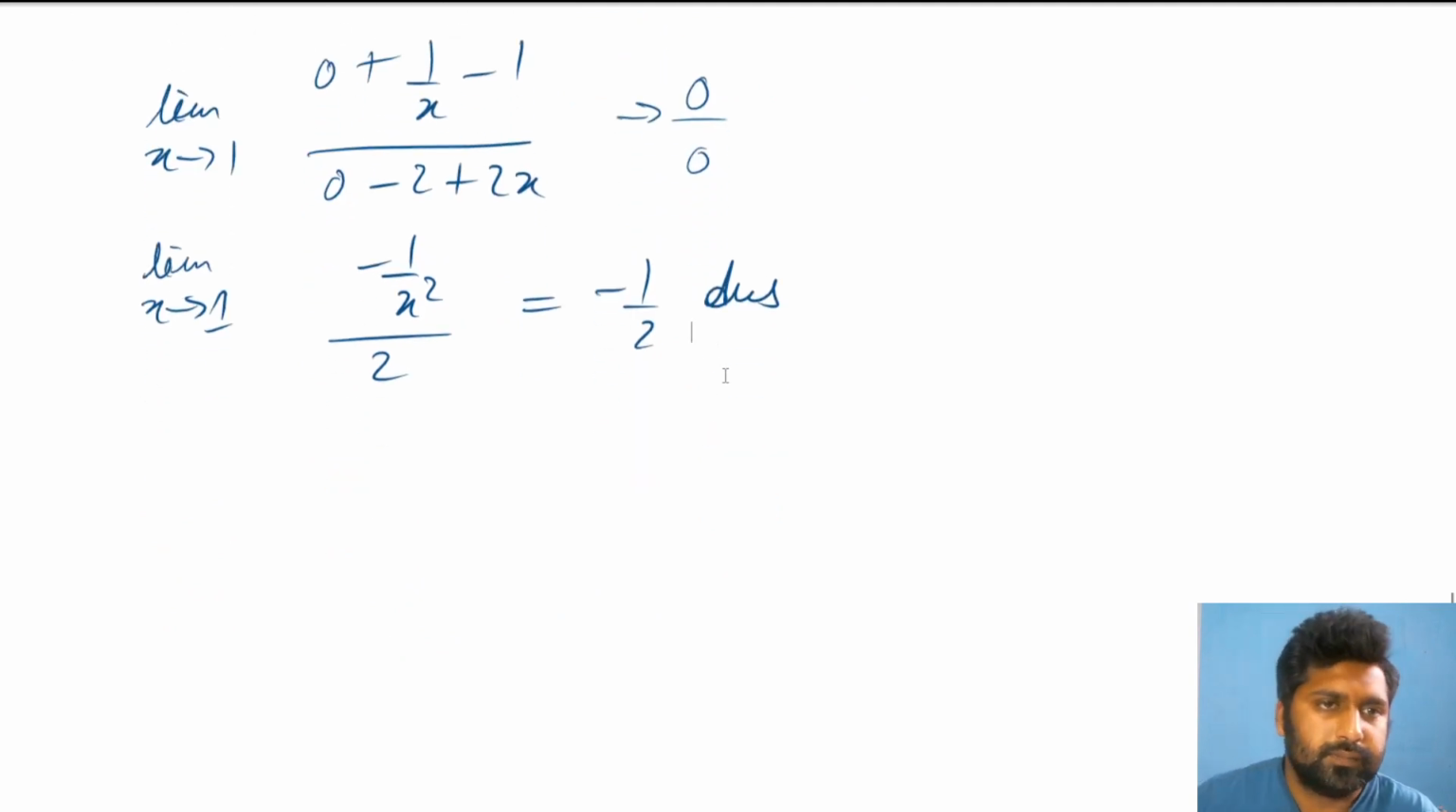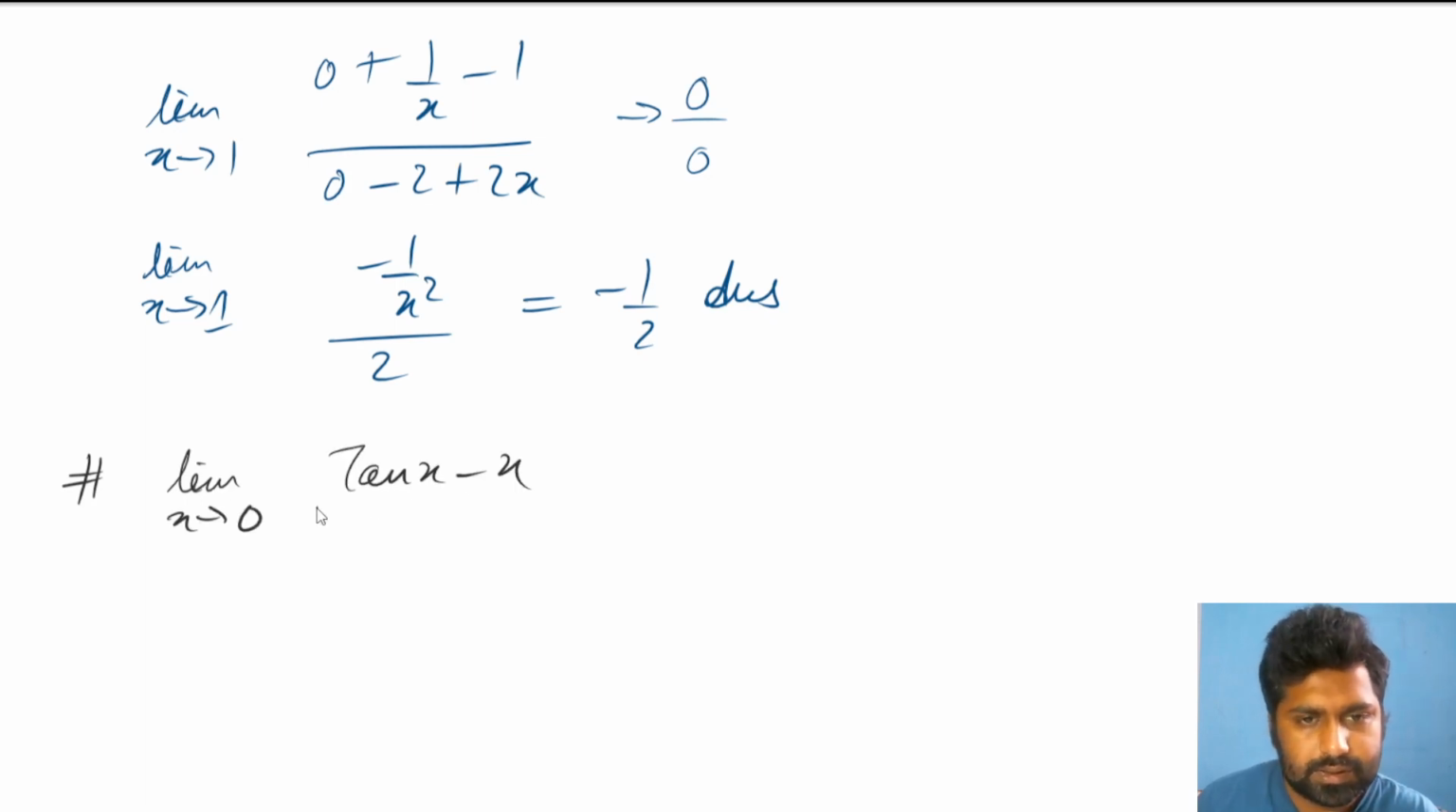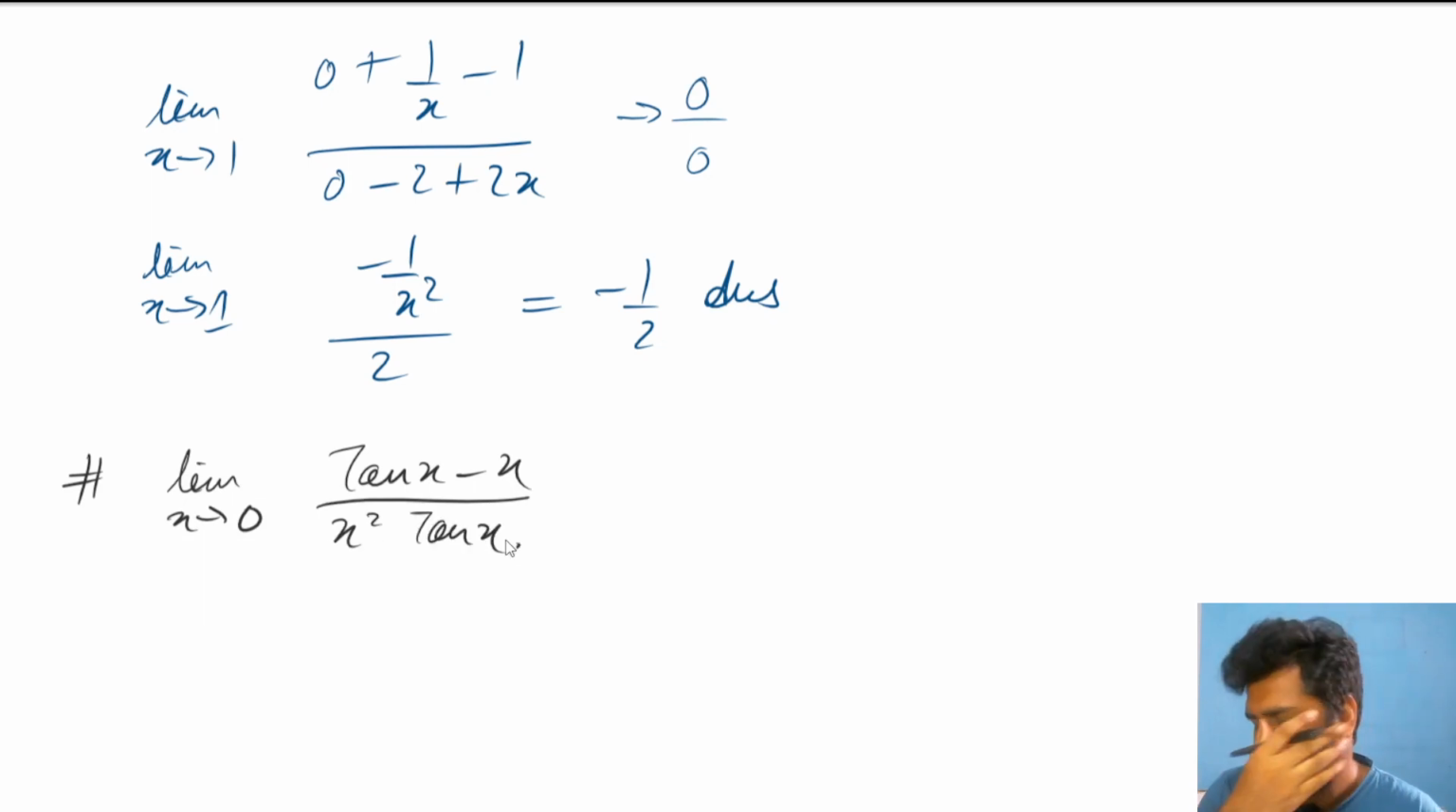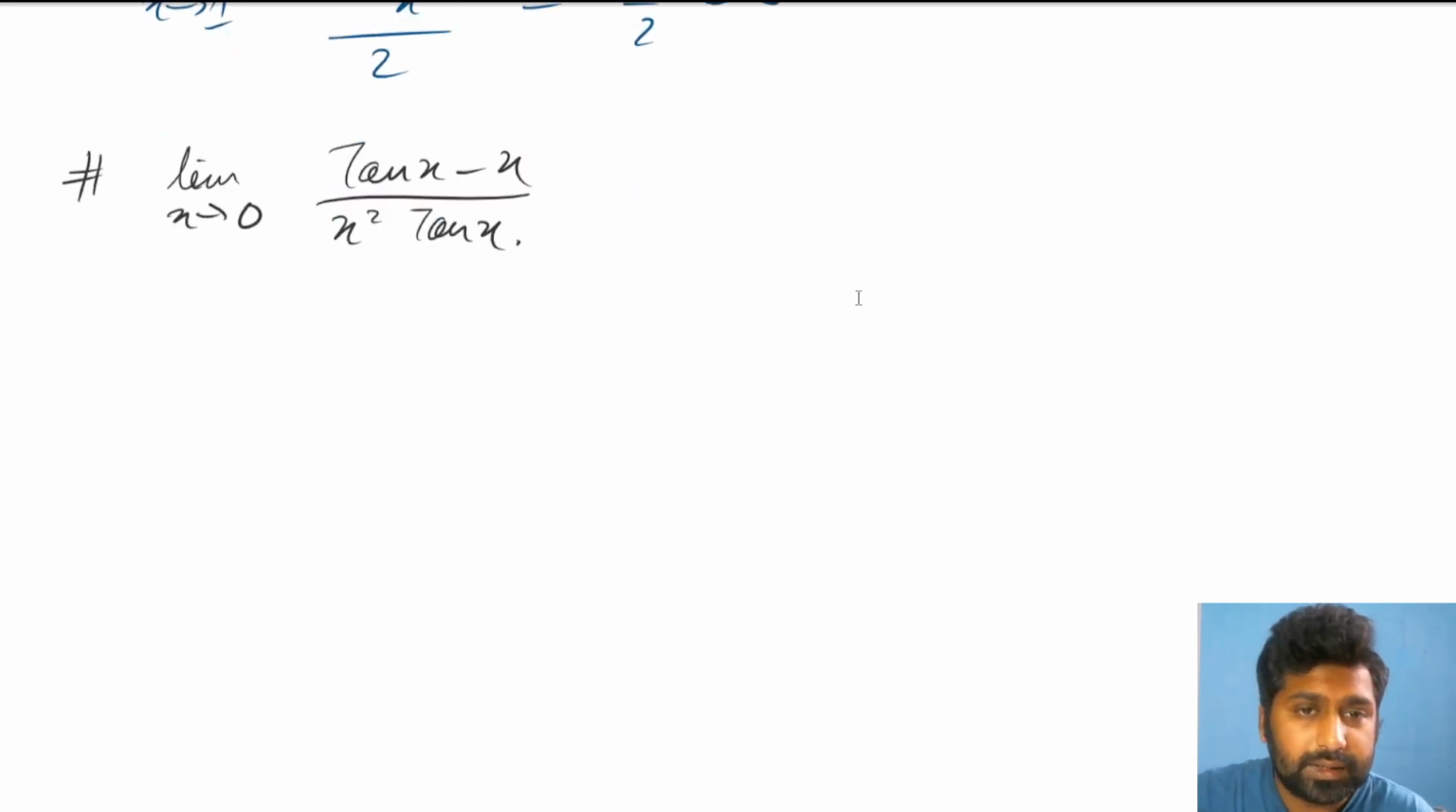All right, next question. Limit x tends to 0, tan x minus x upon x square tan x. Now this is a good question. Why? Because you'll learn that in order to apply L'Hopital, you have to keep differentiating until you get the limit. First of all, let's check whether it is 0 by 0 or not. x is 0, so 0 minus 0 is 0. The denominator is also 0. So yes, directly differentiate.